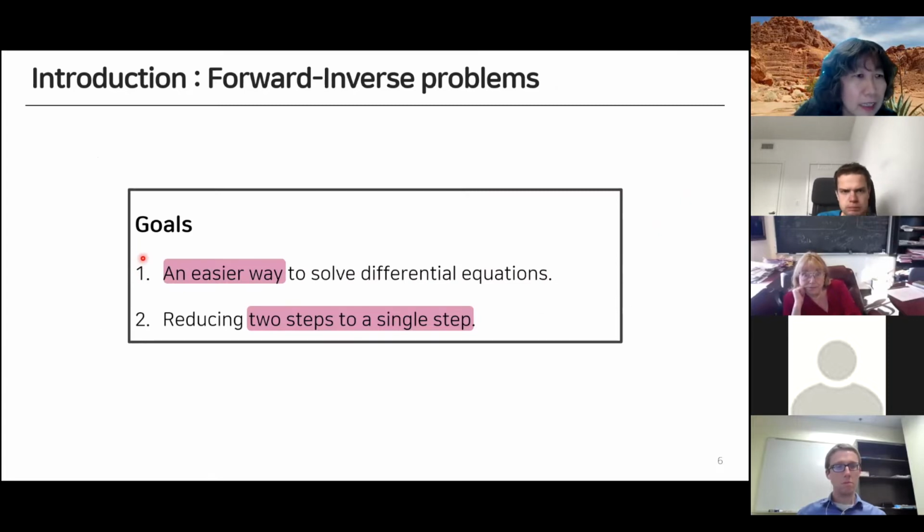Then let's get back to our problem, the forward and inverse problem. What is the goal here? The goal is first to find an easier and more efficient way to solve various differential equations numerically. And second, we'll solve the forward and inverse problems simultaneously by reducing two steps to a single step. This is the purpose.